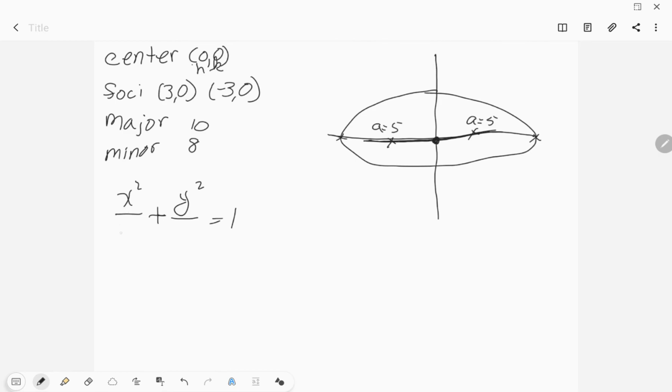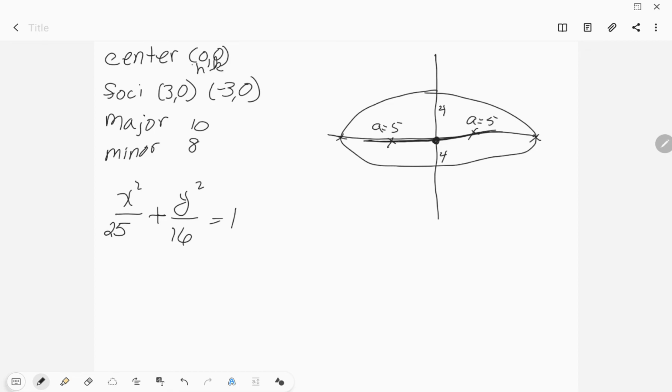And so that has to go underneath my x squared because it's going in the same direction as my x axis. So if my a is 5, remember it's over a squared. So a squared would be 25. B squared, well, if my minor axis is 8, that means this is 4 and this is 4. And so 4 squared would be 16.